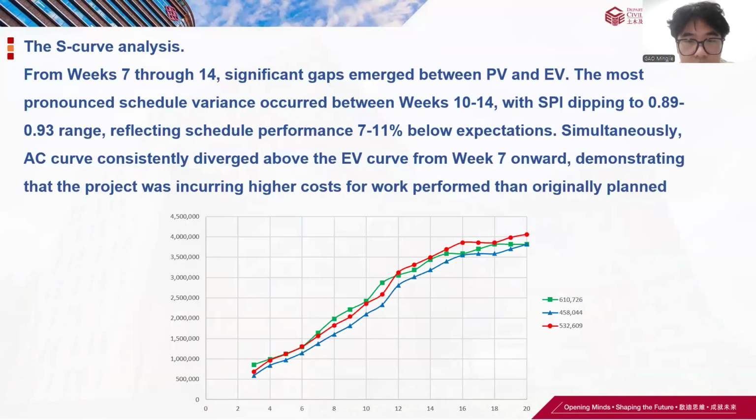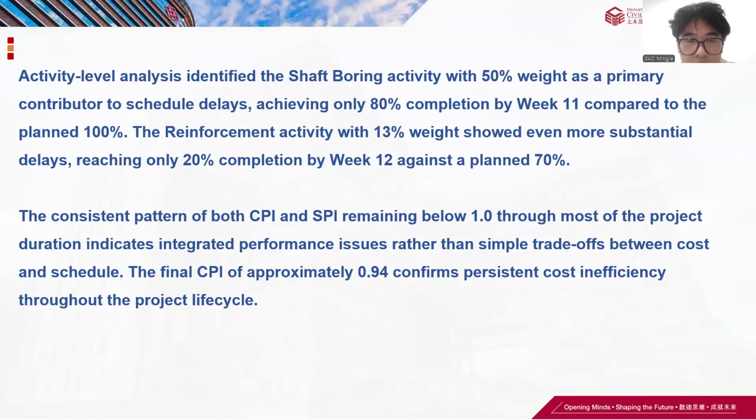About the EVM analysis, from week 7 through 14, significant gaps emerged between PV and EV. The AC curve consistently diverged above the EV curve from week 7 onward, demonstrating that the project was incurring higher costs for work performed than originally planned. Activity level analysis identified the shaft volume activity with 50% weight as a primary contributor to schedule delays, achieving only 80% completion by week 11 compared to the planned 100%.